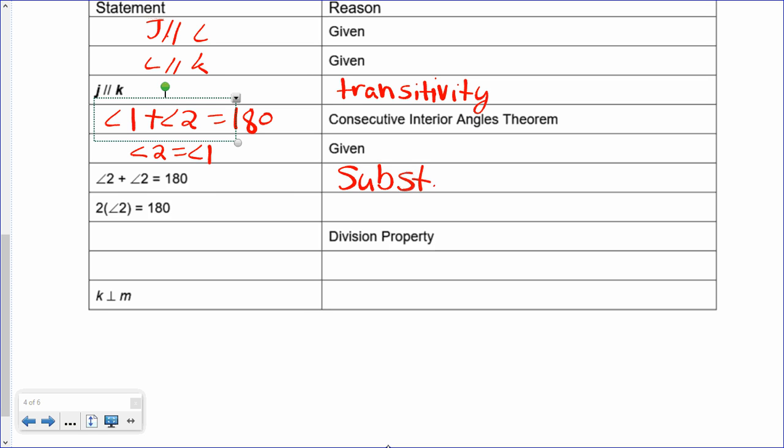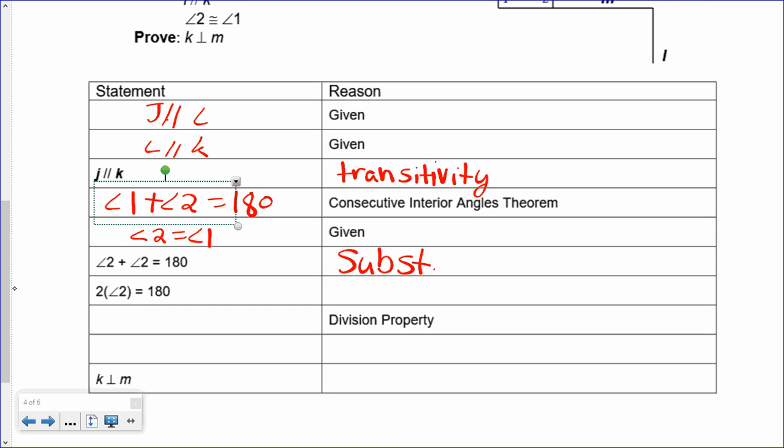Alright, before we move on, I have a question for you guys. Why didn't I use the 1? Why didn't I do 1 plus 1 equals 180? Why did I decide to use 2? Well, I could have said that 1 plus 1 is equal to 180.